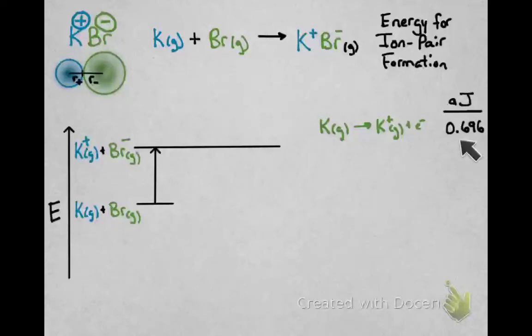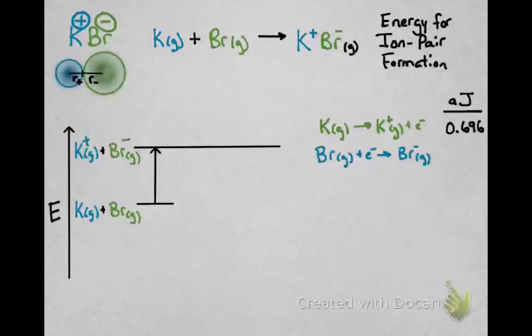It's a positive number, and that's because it always requires energy to remove an electron from the attractive force that's holding it to the atom. In other words, the attractive force between the negative charge of the electron and the positive charge of the nucleus on the potassium. So that requires energy input, and therefore whenever we have to input energy, we're going to write that as a positive value.